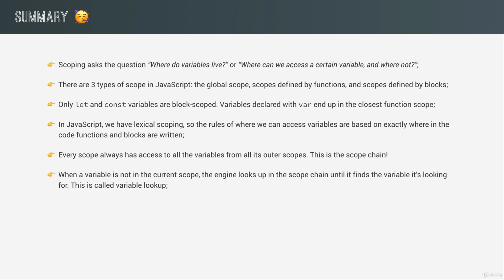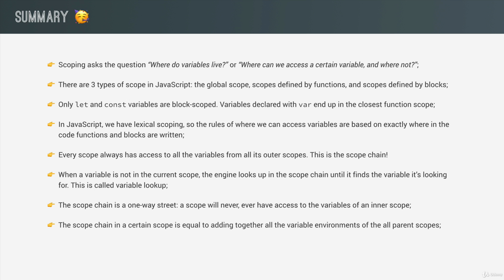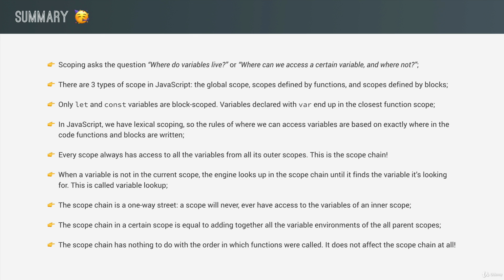It's important to note that the scope chain is a one-way street. So a scope will never ever have access to the variables of an inner scope, only of outer scopes. We can also think of the scope chain in a certain scope as being equal to adding together all the variable environments of all the parent scopes. And finally, we need to keep in mind that the scope chain has nothing to do with the order in which functions were called. So the order of function calls does not affect the scope chain at all.